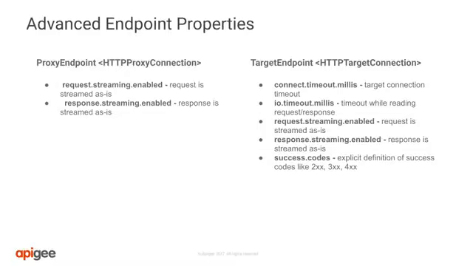The HTTP target connection in the target endpoint and HTTP proxy connection in the proxy endpoint has a set of HTTP transport properties. You can use these properties to set transport level configurations. Some of the important properties are listed here.